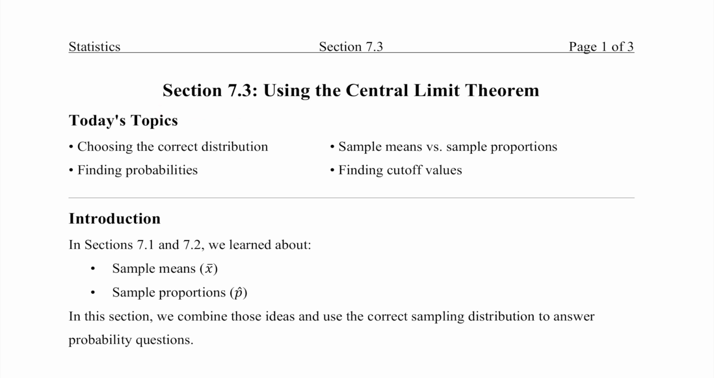In the last two sections, we learned about the sampling distributions of the sample mean and the sample proportion. We also learned how to calculate probabilities using each one. In this section, we are going to put everything together. The main challenge isn't learning a new formula. It's deciding which distribution to use before solving the problem. Let's begin.